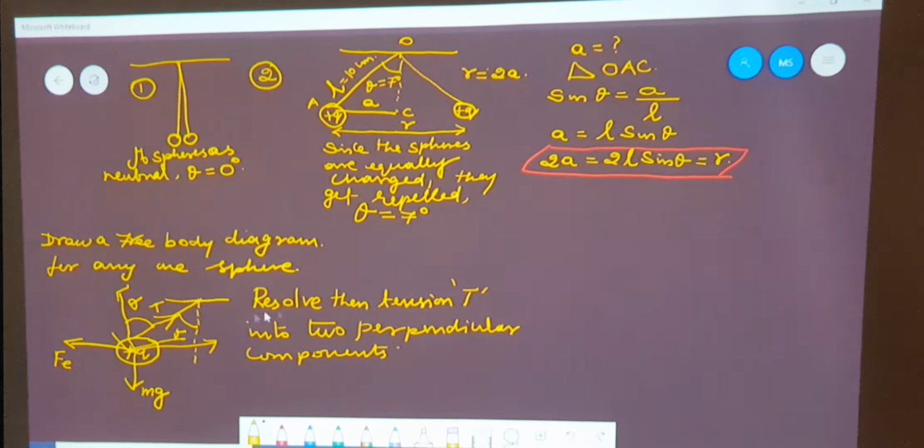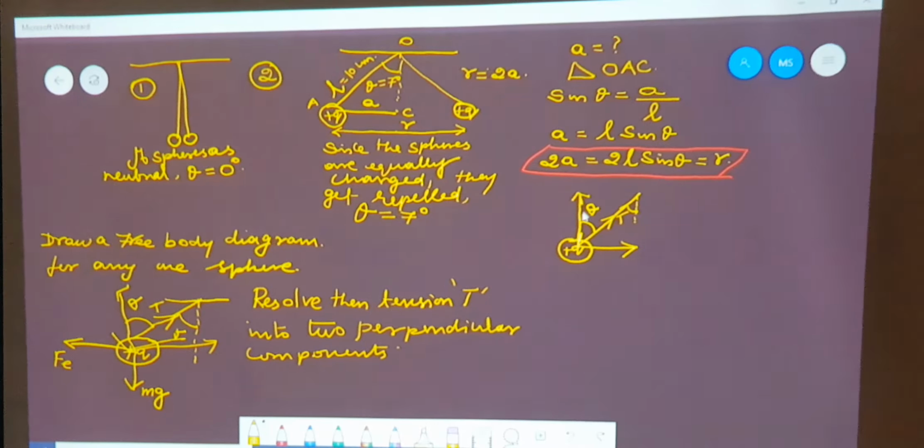So I am drawing this diagram again here. You have the charge plus Q. The tension is acting along this direction. That tension is resolved into two components, one along the horizontal and another one along the vertical. This angle is theta because from the rigid support you have this angle also as theta. Alternate angles are equal.